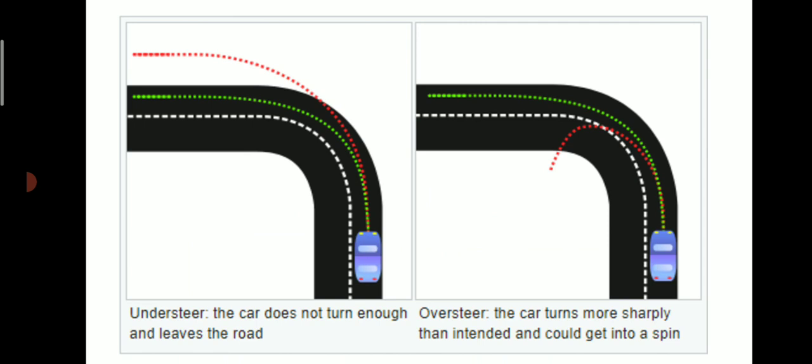Pictorially we can differentiate between understeer and oversteer, and we can understand from this figure. On the left hand side you will see understeer: the car does not turn enough and leaves the road. In the right hand side figure you will see the car turns more sharply than intended and could go into a spin. So spinning occurs in the case of oversteer.